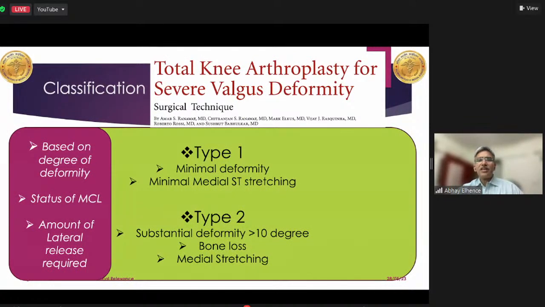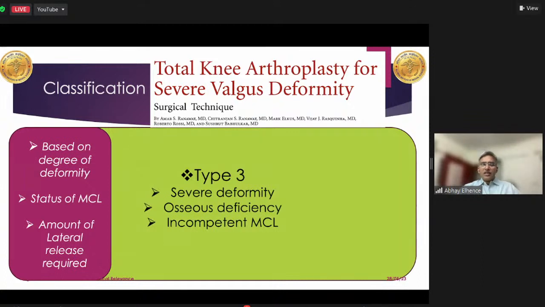If one comes to classify the valgus knees, Ranawat classifies them based on three important things: the degree of deformity, the status of the medial collateral ligament, and the amount of lateral release that is required. Type one is a minimal deformity where there would be minimal stretching of the medial soft tissue sleeve. Type two has a substantial deformity of more than 10 degrees and less than 20 degrees. These are knees associated with bone loss and with stretching and attenuation of the medial collateral ligament. Type threes are the ones where there is a severe deformity, with associated osseous deficiency and an incompetent or partially competent medial collateral ligament.